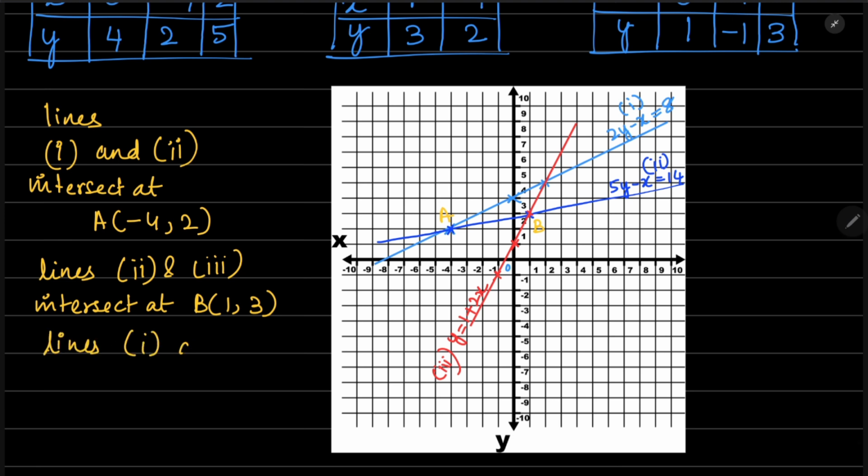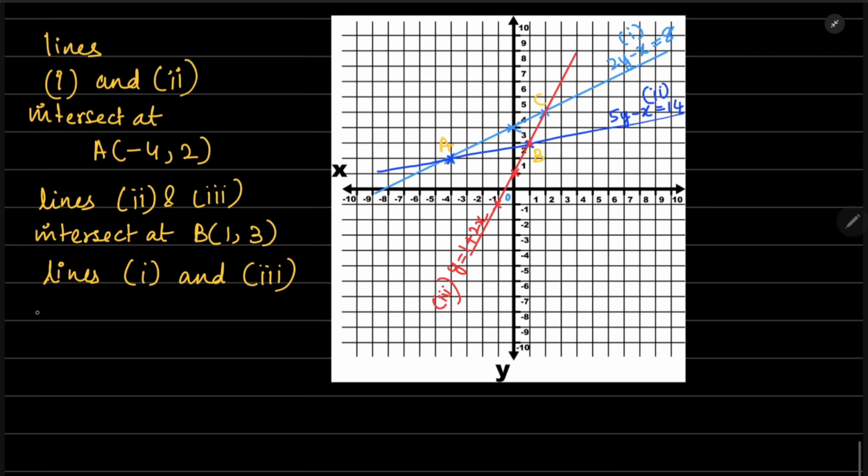Lines 1 and 3. The first line and the third line intersect at 2 comma 5. Okay, so you can mark this as C. So you can write line 1 and 2 intersect at C. What is the point? 2 comma 5.